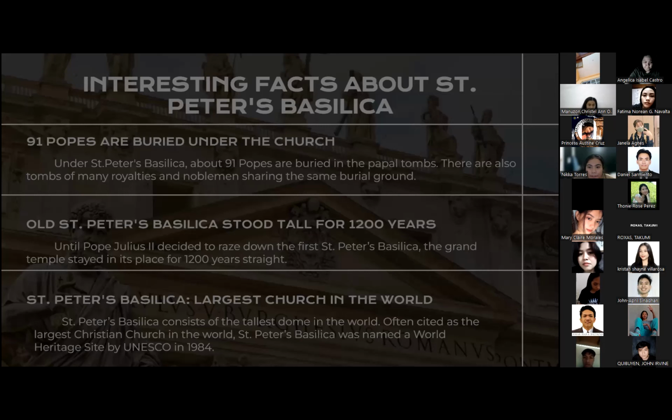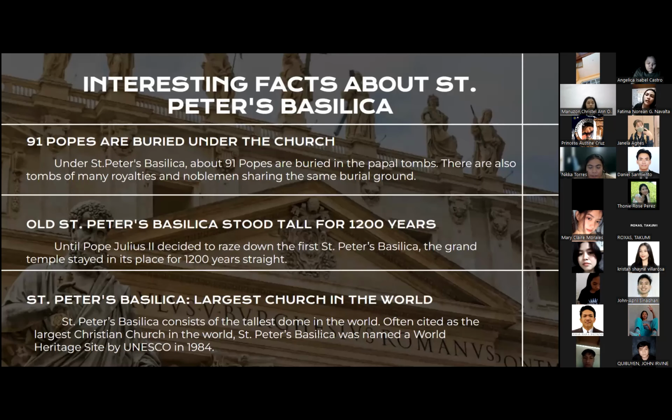Did you know that there are 91 popes that are buried under the church? Under St. Peter's Basilica, about 99 popes are buried in the papal tomb. There are also tombs of many royalties and noblemen sharing the same burial ground.